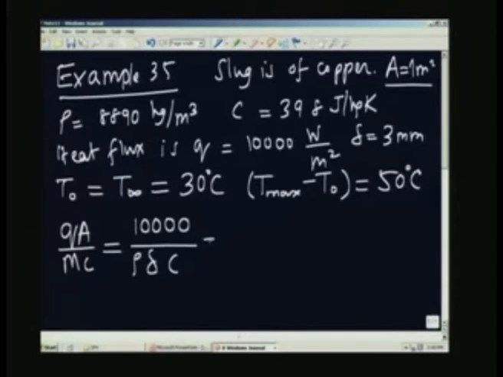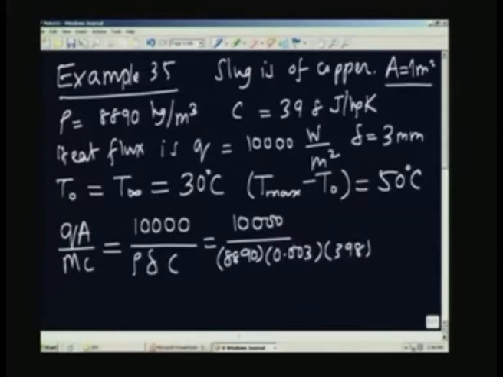So, this is what happens. 10,000 divided by rho is 8890 multiplied by 0.003 multiplied by 398 for the value of C, and this comes out to be 0.942, and the units is degrees Celsius per second. Degrees Celsius per second is the unit of this quantity.